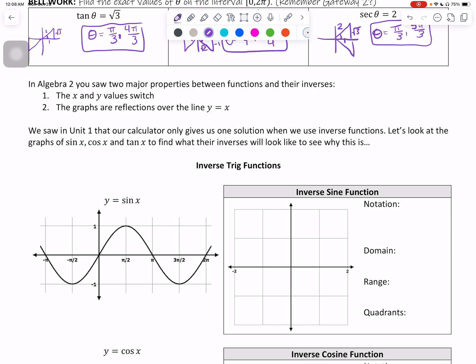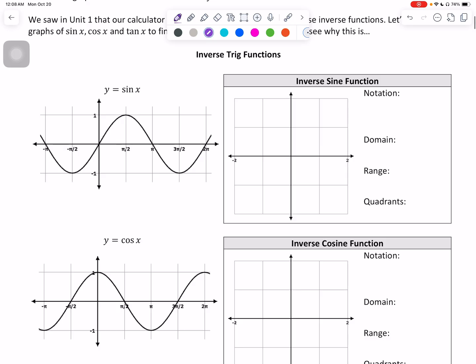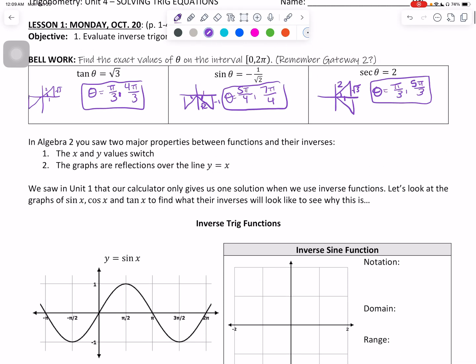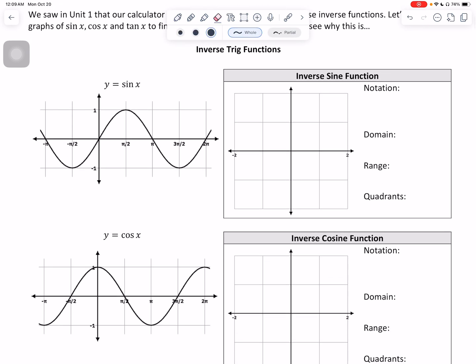To find an inverse, you switch the x and y value. Just take that x, put it where y was, take the y, put it where x is, and then you resolve it for y from where you've just put it. The graphs are the reflections over the line y equals x. We saw in Unit 1 that our calculator only gives us one solution when we use the inverse function. It's trying to give us an actual function, where when we are looking at these angles, if we're looking at the whole graph, it won't be a function if we're going between those x values.